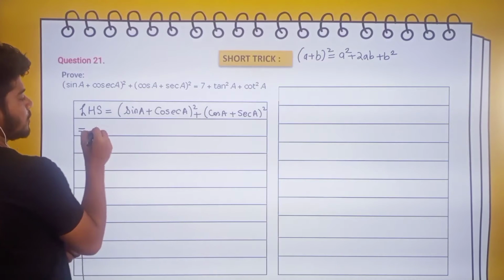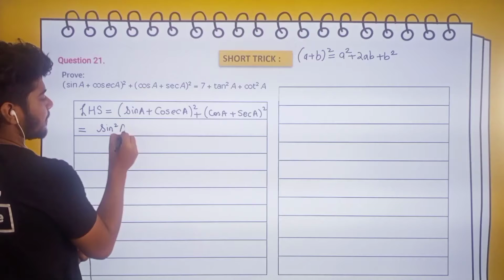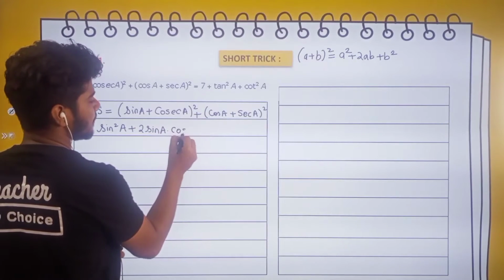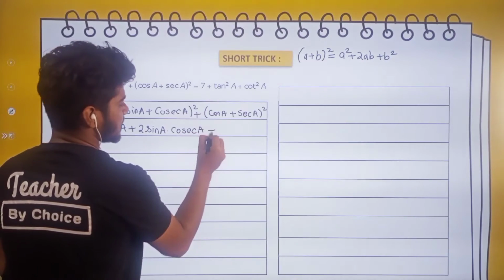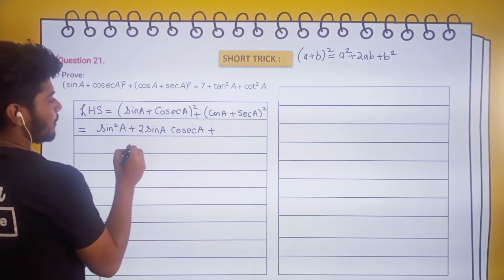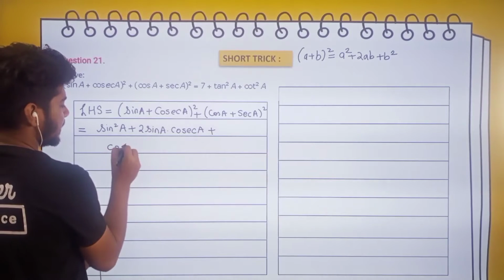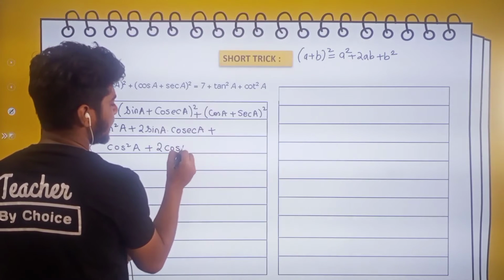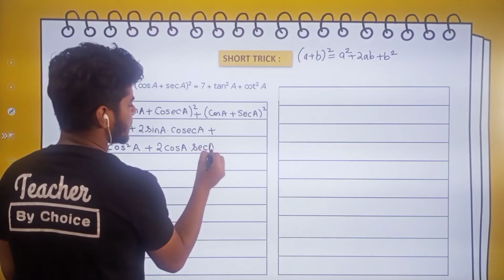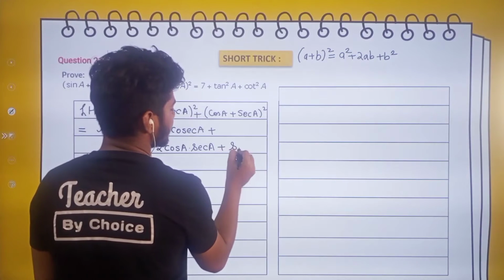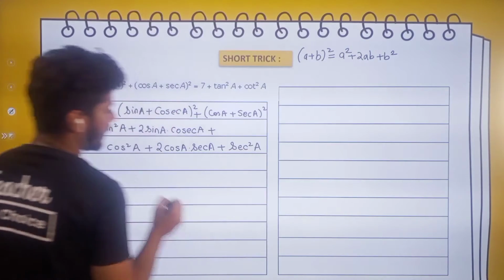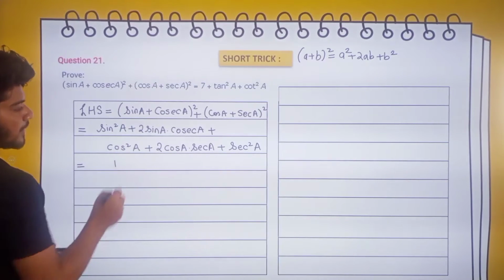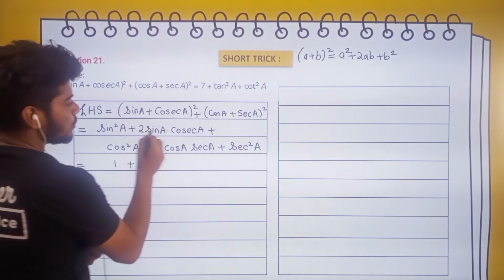Sin a plus cosec a the whole square, what will I write? Sin square a plus 2 sin a into cosec a, plus, we need to simplify this, cos square a plus 2 cos a into sec a plus sec square a, right? Now it is easier to simplify. Sin square a plus cos square a will become 1, we are using the identity, plus 2 sin a into cosec a.